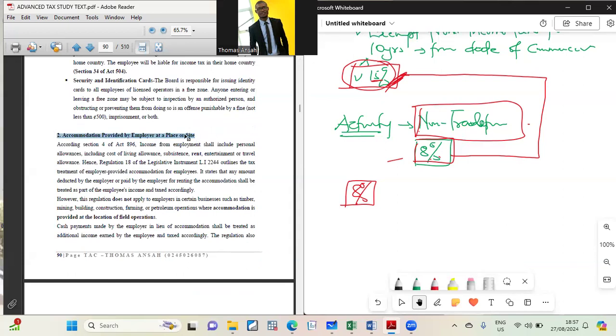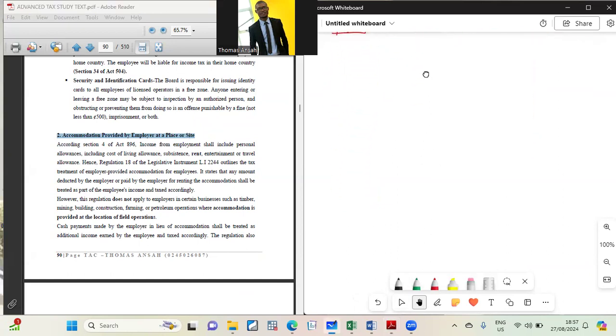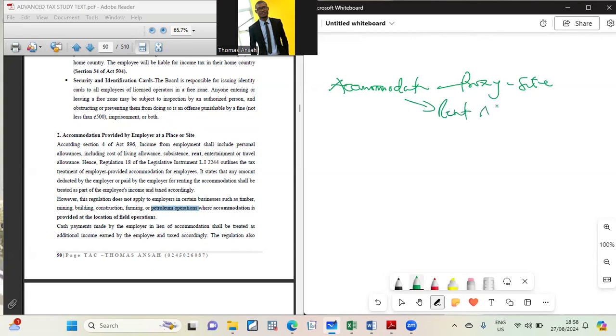Then we have accommodation at site. What do we mean by accommodation at site? In employment income, and listen to this carefully, if you are operating in industries such as timber, mining, building, construction, farming, petroleum operation, and you have been given accommodation proximate to the site of your operation, then it means that the rent part of your salary is exempt from tax. It's exempt. But hold on.